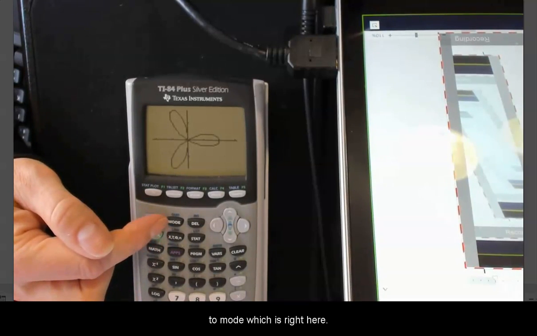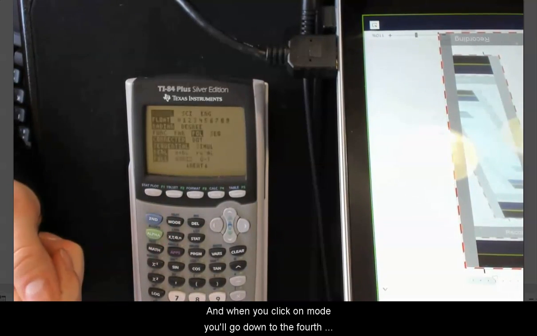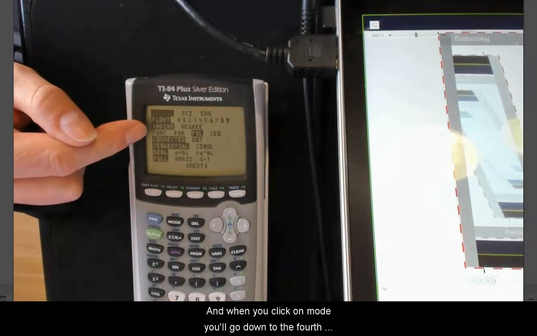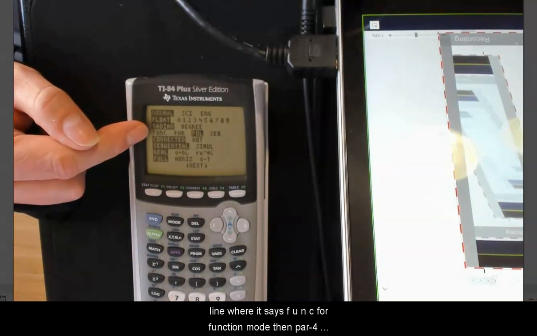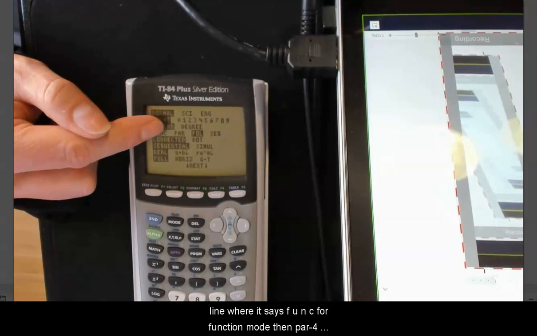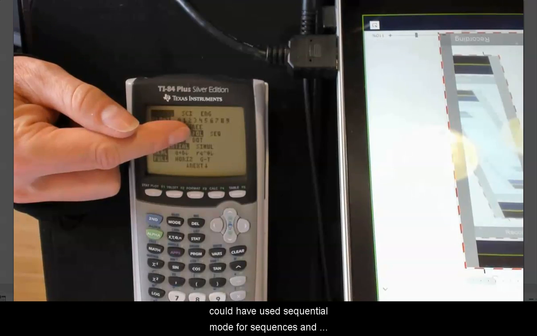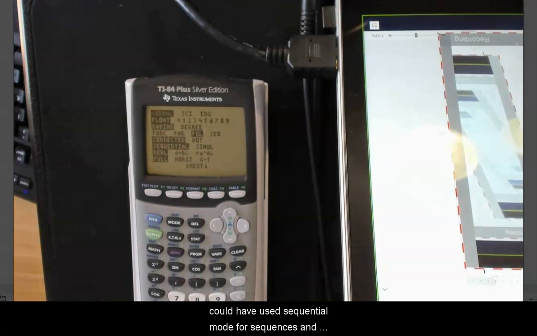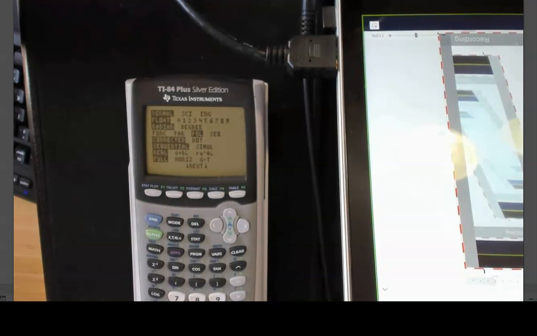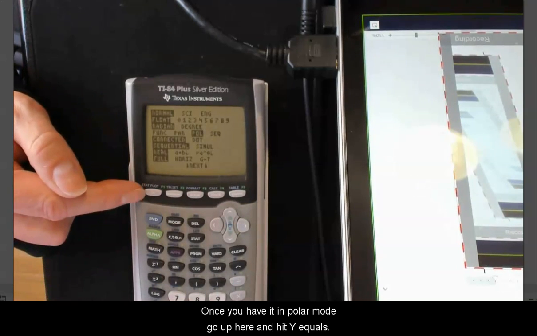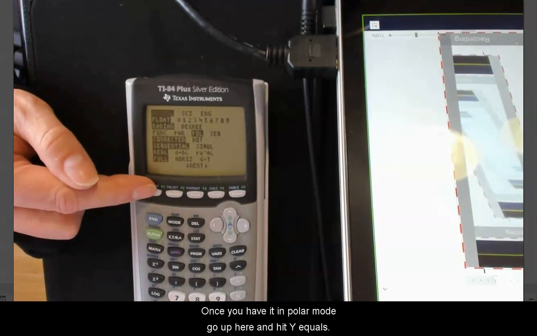You'll go to mode, which is right here. And when you click on mode, you'll go down to the fourth line where it says FUNC for function mode, then PAR for parametric, and what you want is POL for polar. We could have used sequential mode for sequences and series, but I didn't. Once you have it in polar mode, go up here and hit Y equals.